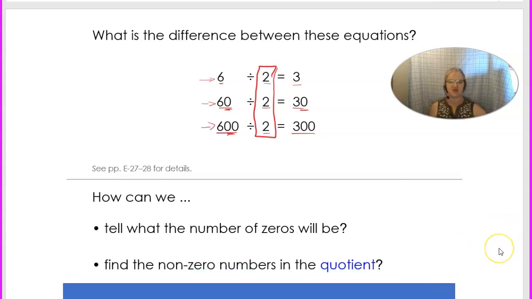How can we find the non-zero numbers in the quotient? So the non-zero numbers, or whatever number is not 0, the 6, the 2, and the 3. That's what we're looking at when we're looking at mental math. Could we just take off these zeros, take off the 2 zeros here and the 2 zeros here? That gives us 6 divided by 2 equals 3. Put the zeros back on, 600 divided by 2 equals 300. And we haven't really changed the value of anything as long as we keep the number of zeros in the question and the answer the same.